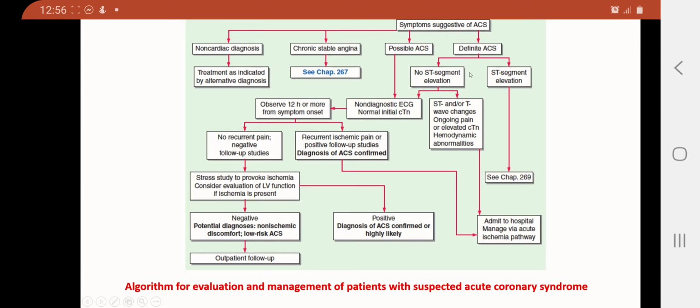do an ECG. Does it show ST elevation or non-ST elevation changes? If it is ST segment elevation, we will discuss that later. For no ST segment elevation, you do a troponin assay. And of course, since there is ST segment elevation, you have to admit the patient.